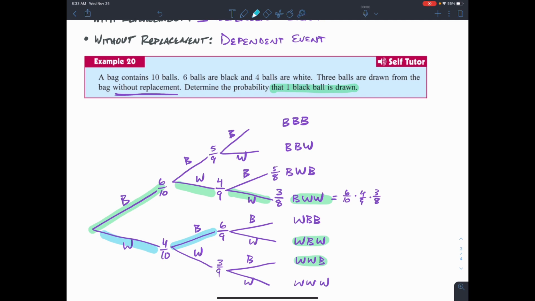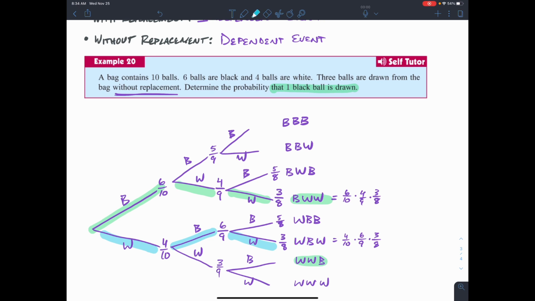So now we're going down here. So here we've taken, no, we're not going there. We're going here. So now we've taken out 1 white and 1 black. So we've got 8 balls left, and we've got 3 white ones left, because, again, we have taken 1 white one out and 1 black one, so each of those is 1 less. Okay, great. So the probability of this branch here is 4 out of 10 times 6 out of 9 times 3 out of 8.